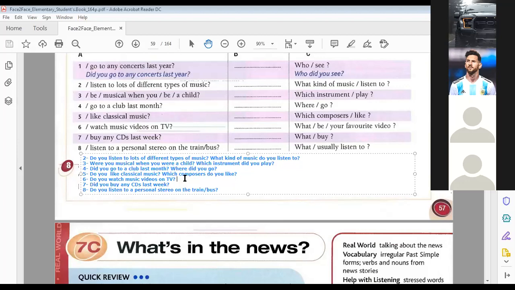In the present. So we will say what? Do you? No, there is no do. What's your verb to be? Exactly, the verb to be is is. What is your favorite? What is your favorite video? Right? Because with be we don't use do. The forms of be are is, are, am, and in the past, was, were.